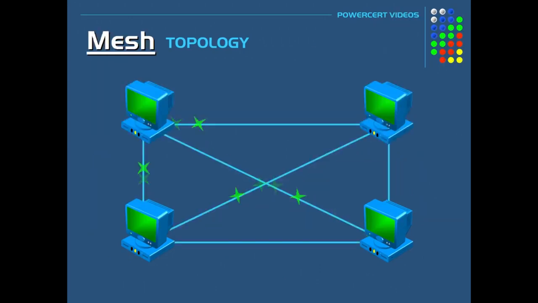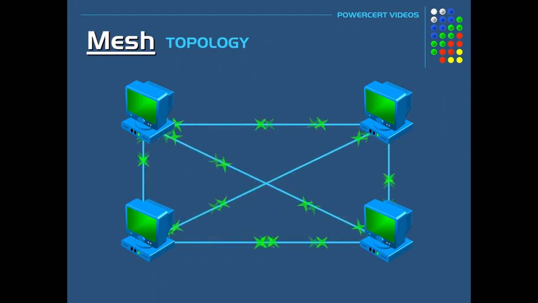There is also the mesh topology. In a mesh topology, each computer on the network is connected to every other computer on the network. By having so many connections, it handles failure very well. In this illustration, there are 4 computers with 3 connections on each computer, which makes a total of 12 connections for this network. The advantage of a mesh topology is that it creates a high redundancy level.